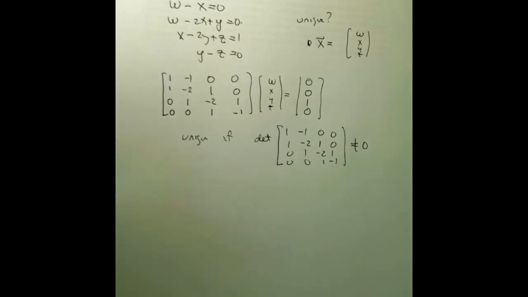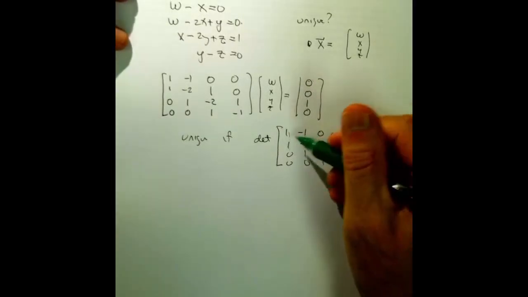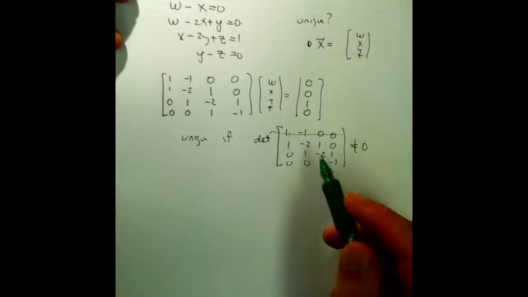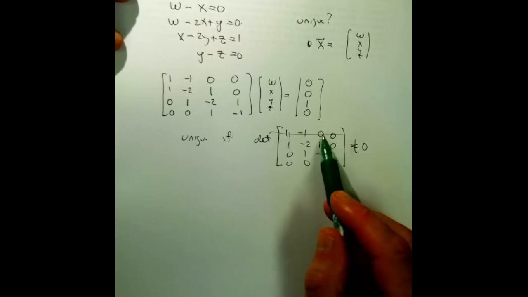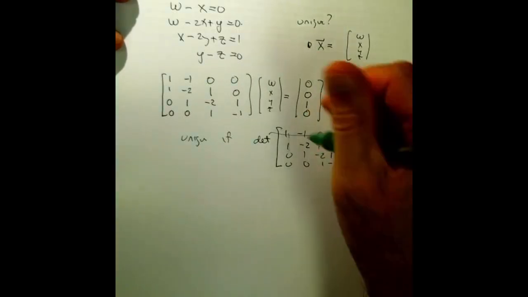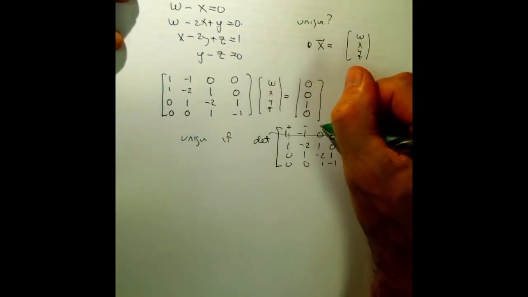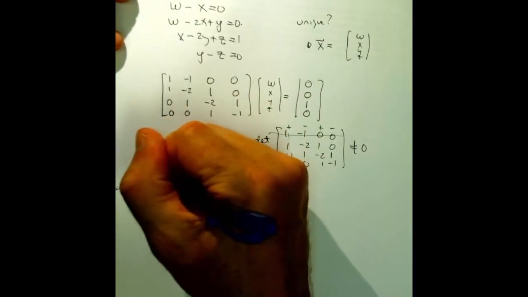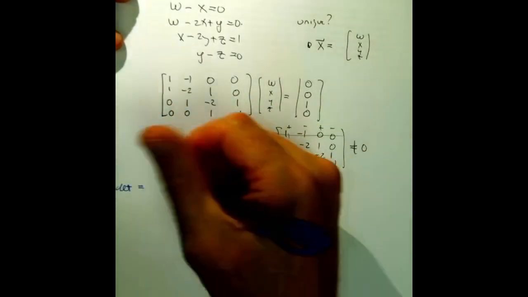So what is the best thing to do? I could use the first column or the first row. I'm just going to use the first row, and I like that because as I go across, there's two zeros, and it's going to be plus, minus, plus, minus. So this determinant, I'm going to have plus 1.